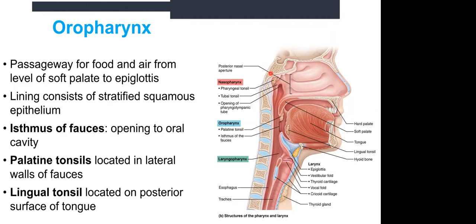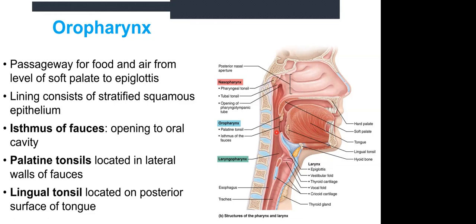Next is the oropharynx, and the oropharynx is the passageway for food and air from the level of the soft palate to the epiglottis. So it's basically this region from soft palate, so here, down to the epiglottis, which you can see is this sort of blue-like structure here.